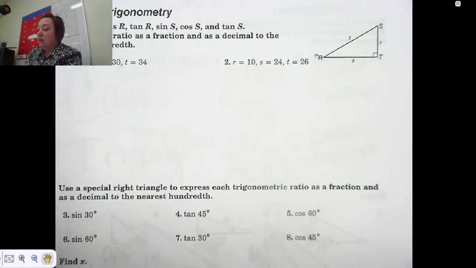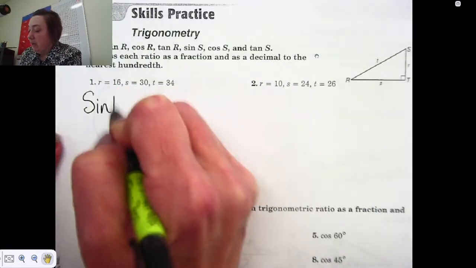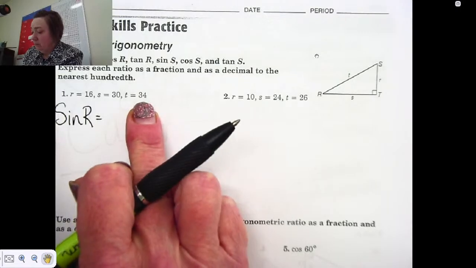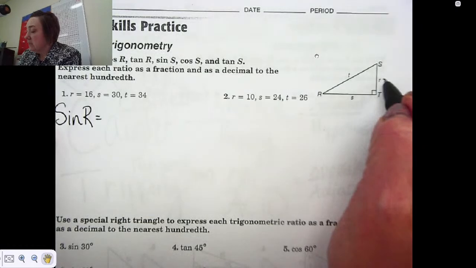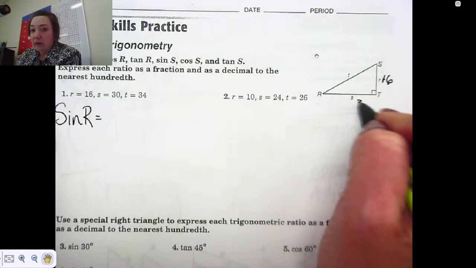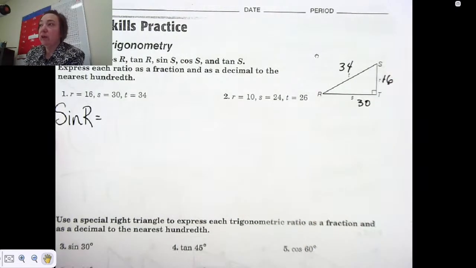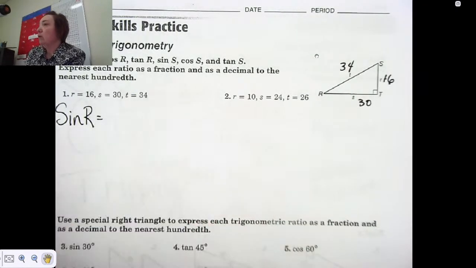So if I ask you to find the sine of angle R, and we come over here to this triangle and see they gave us these measurements for each side. So little side r is 16. Little side s is 30. Little side t is 34. Everybody see where I'm getting that from? It's like they gave it to us in the problem, right? And I ask you to find the sine of angle R.